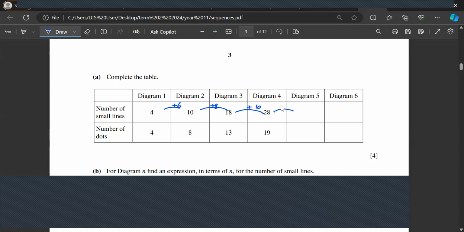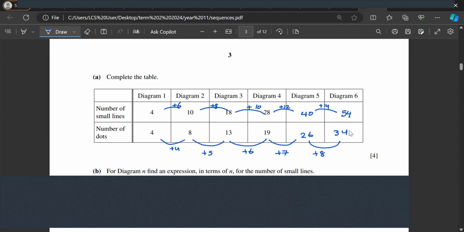So from here to here plus what? 12. So it will be 40. Then from here to here plus 14, so it will be 54. Then here plus 4, then plus 5, plus 6, so here plus 7. It will be 26. Then plus 8, it will be 34. Any problem for that?